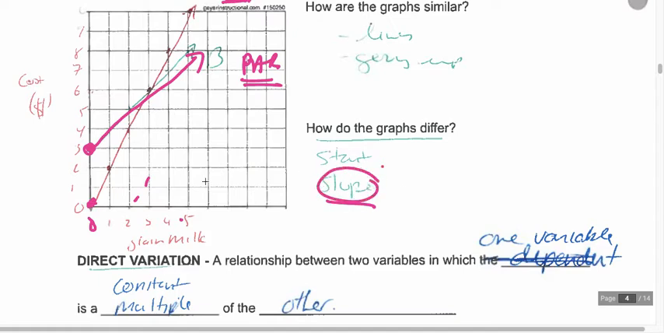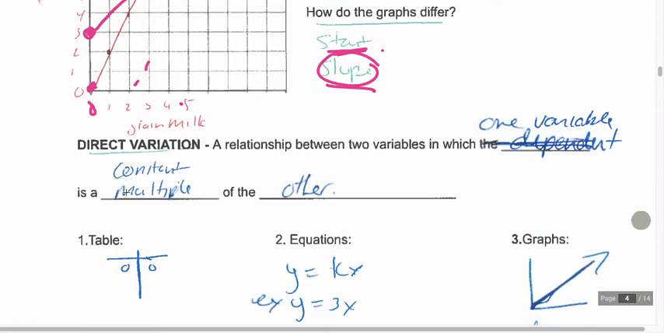Okay. These two do differ. This guy is steeper than this guy. There's no doubt about that. But the key here is where do they start? This starts at 0 and that starts not at 0.